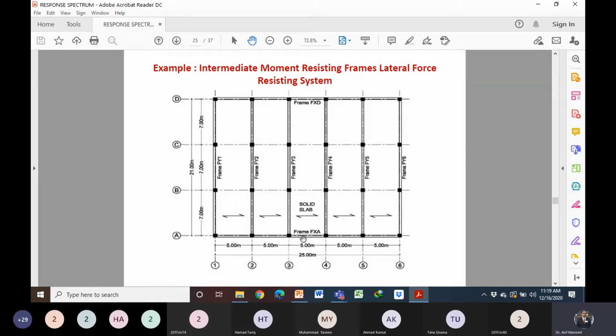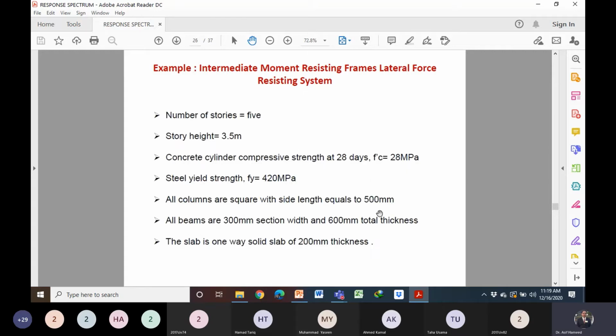They are given the names: frame in the x direction, this is frame A along grid A, and this is the frame along the x direction along grid D. Similarly, frames in the y direction along grids 1, 2, 3, 4, 5, and 6. And this is the data. Number of stories is equal to 5. Story height is 3.5 meter. Please note down these values because we have to use them to calculate the weight of the structure.